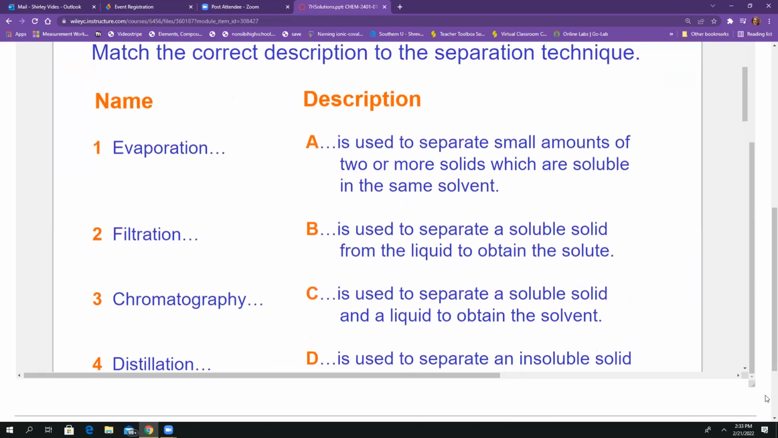Let me make it a little bit smaller so that you can see the whole screen, because I couldn't get it out of here.